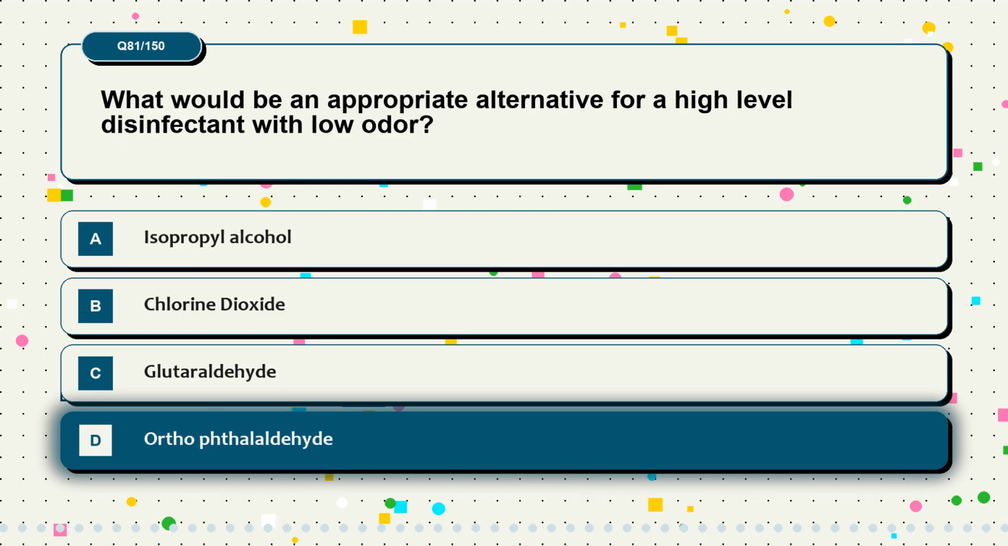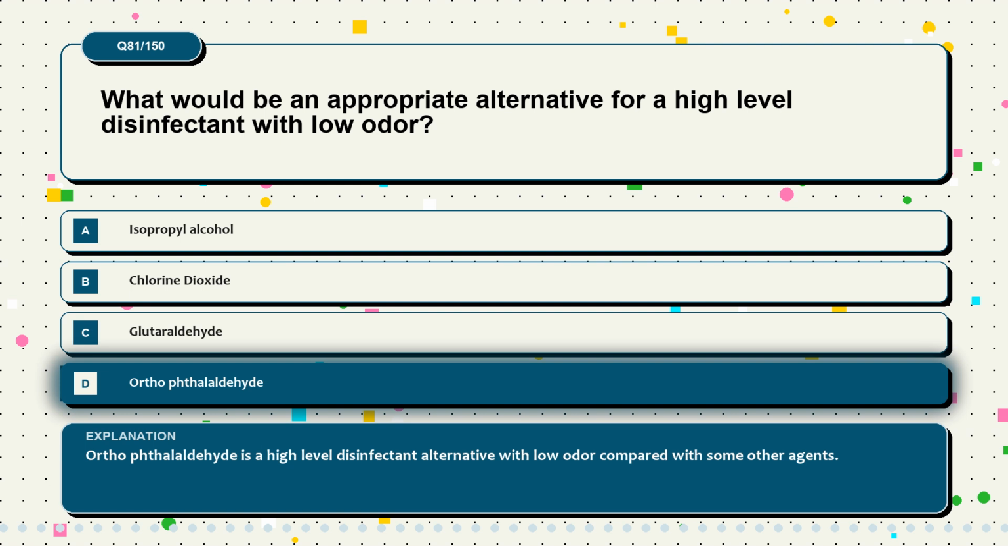The correct answer is option D, orthophthaldehyde. Orthophthaldehyde is a high-level disinfectant alternative with low odor compared with some other agents.